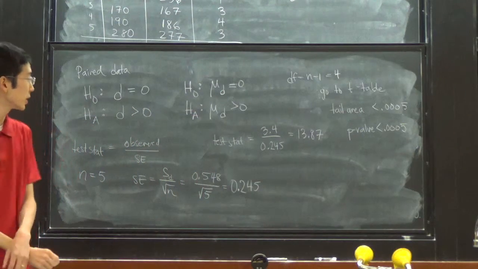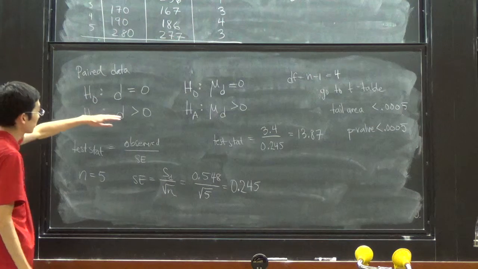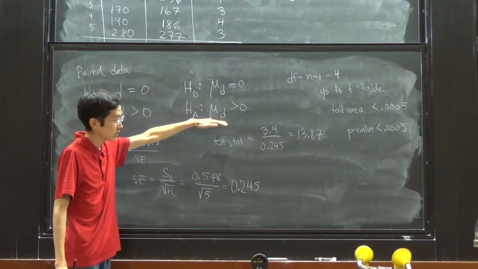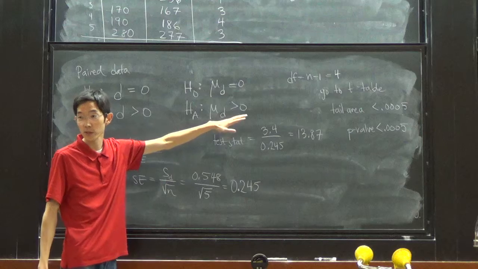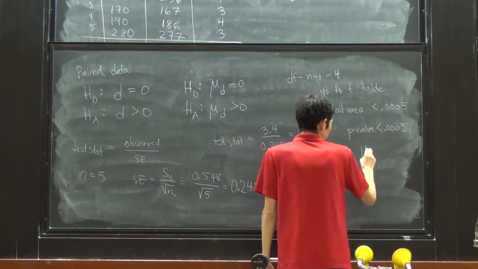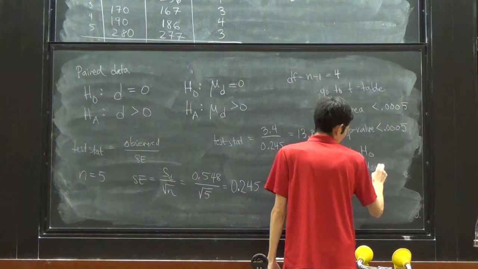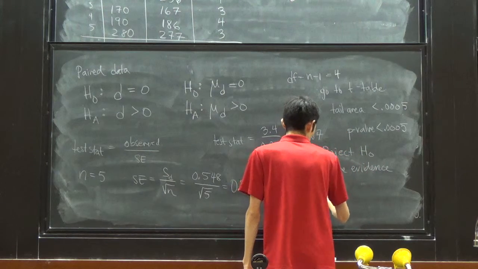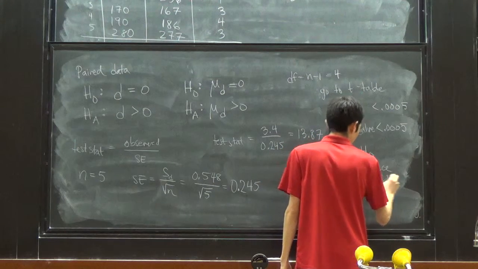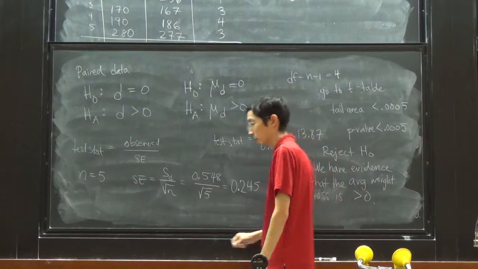So here we conclude what? To reject the null, and we have evidence that the average weight loss is greater than 0. Okay. So reject the null. We have evidence that the average weight loss is greater than 0. Okay.